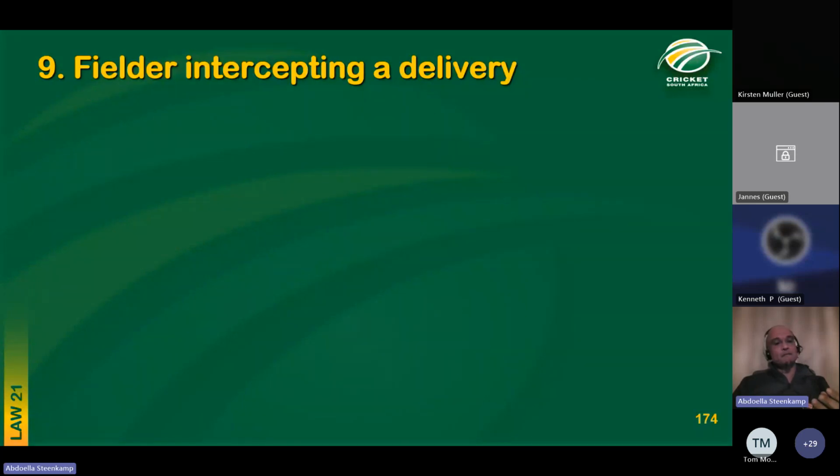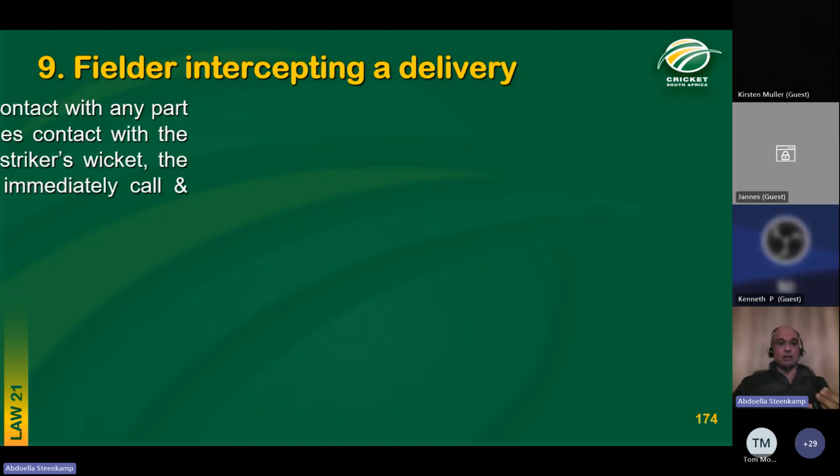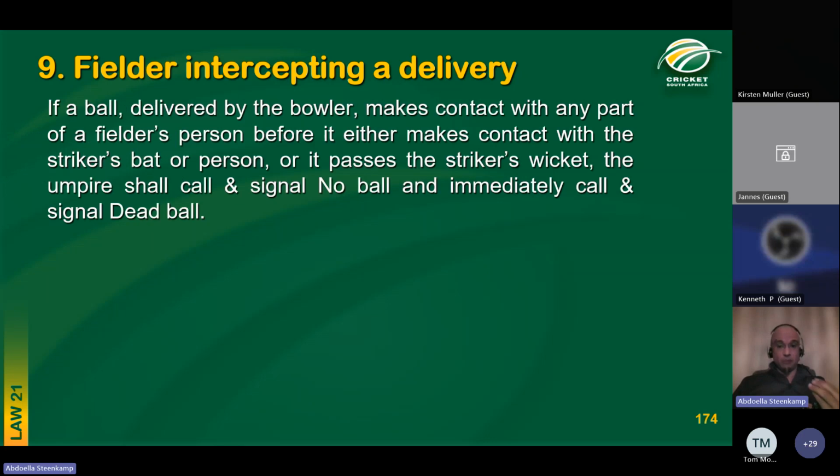So what happens if a fielder intercepts a delivery? The bowler bowls the ball and the ball touches a fielder. Law tells us that if the ball that was delivered makes contact with any part of the fielder's person before making contact with either the striker's bat or person, or before passing the striker's wicket, umpire is also to call and signal no ball, and a split second later, call and signal dead ball.